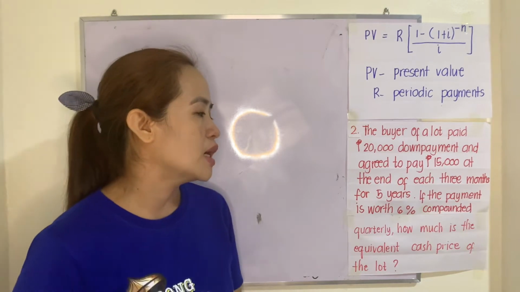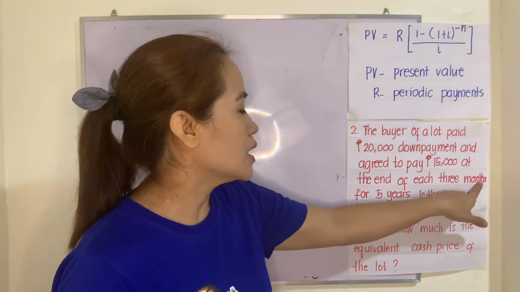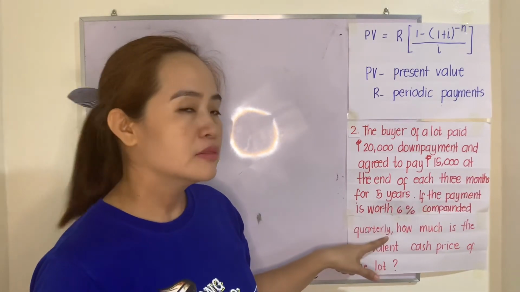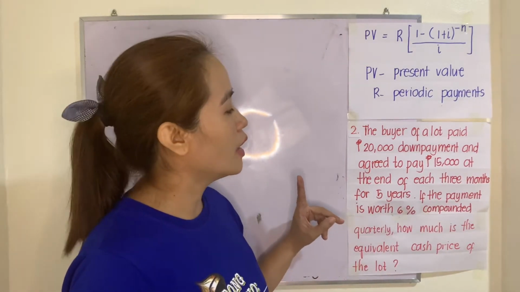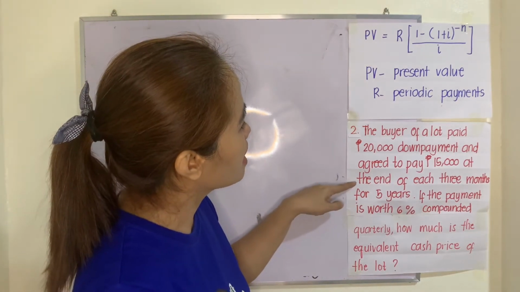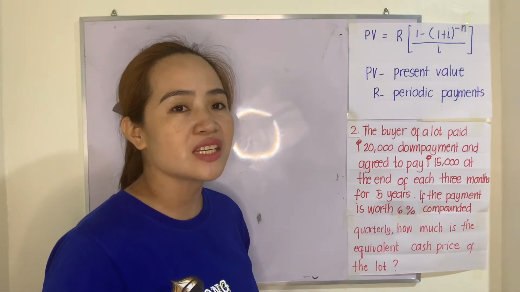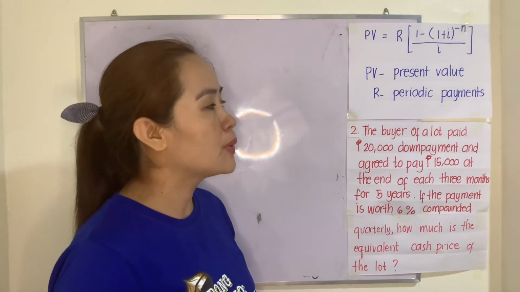Again, this one is a simple annuity. Why? 3 months, quarterly. So they are the same, or they are equivalent. Now, what about this one? It says here at the end of each 3 months. So therefore, this is an ordinary simple annuity.